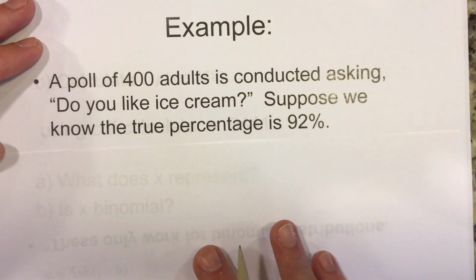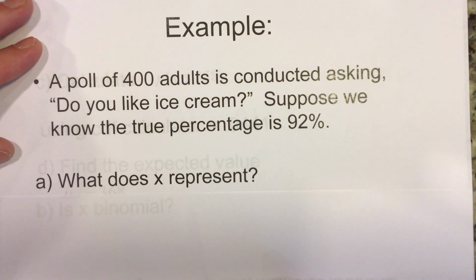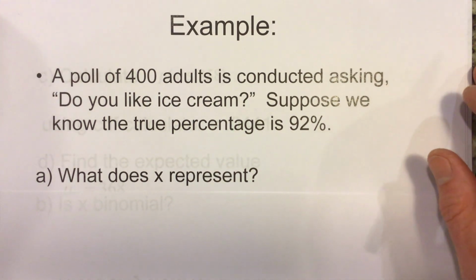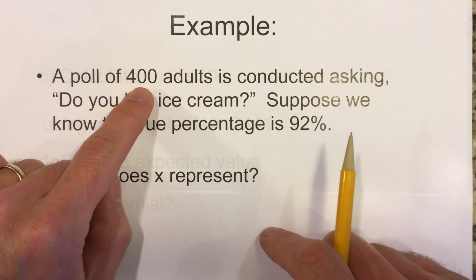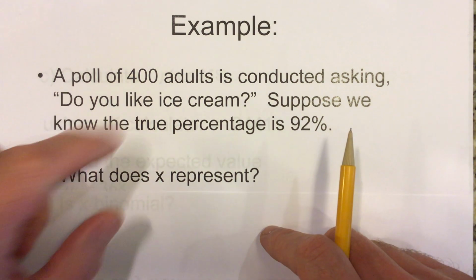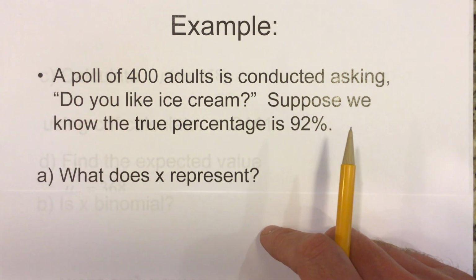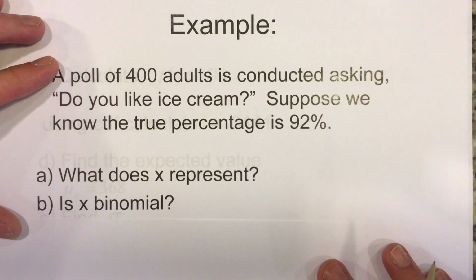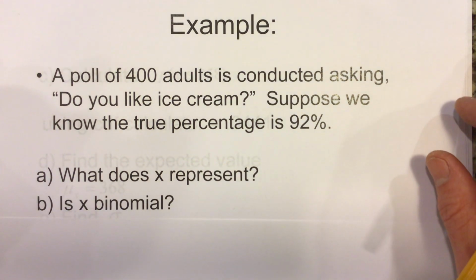All right, now I'm going to ask you a bunch of questions here. First, what would x represent in this problem? My random variable x. It would be the number of adults that respond, oh, I like ice cream. So x could be somewhere between 0 and 400, right? Now, would that random variable qualify as a binomial random variable?